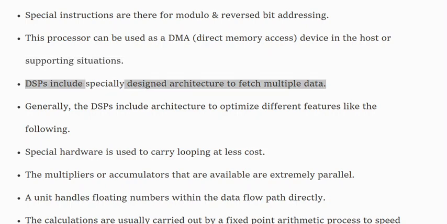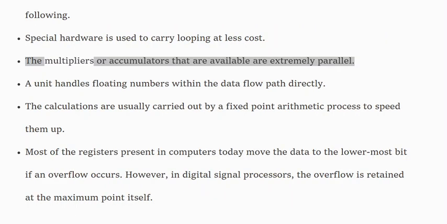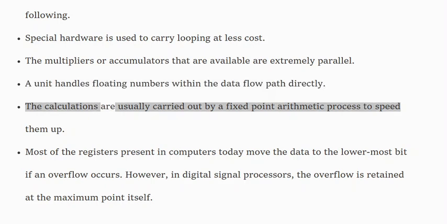DSPs include specially designed architecture to fetch multiple data. Generally, the DSPs include architecture to optimize different features like the following. Special hardware is used to carry out looping at less cost. The multipliers or accumulators that are available are extremely parallel. A unit handles floating numbers within the data flow path directly. The calculations are usually carried out by a fixed-point arithmetic process to speed them up.